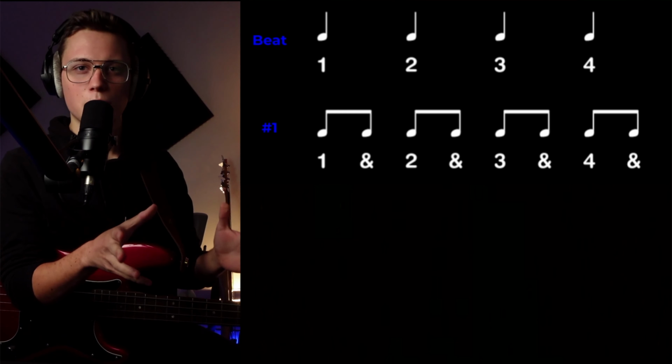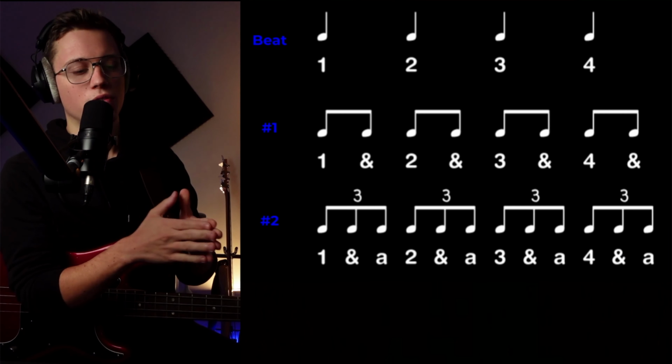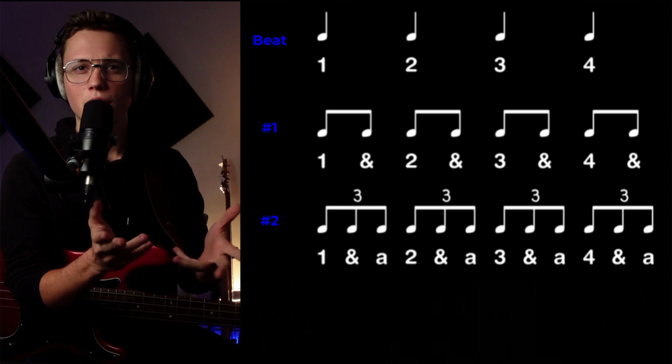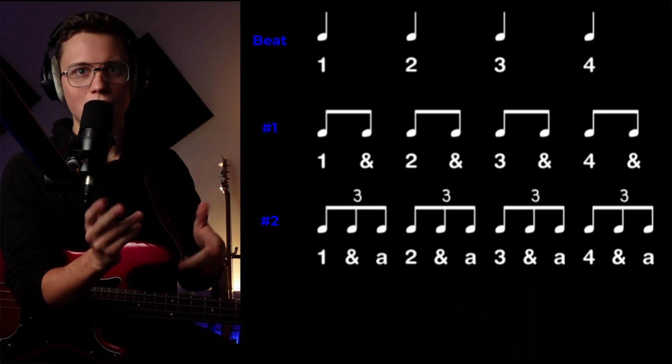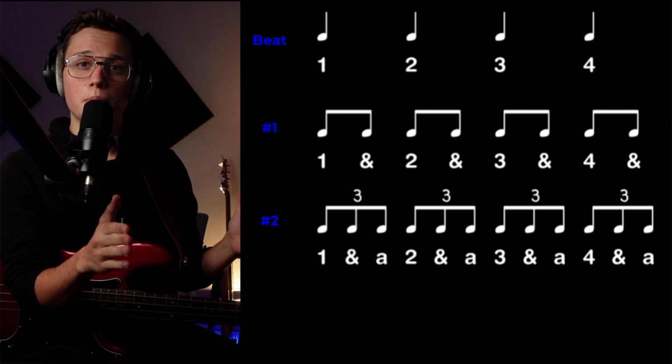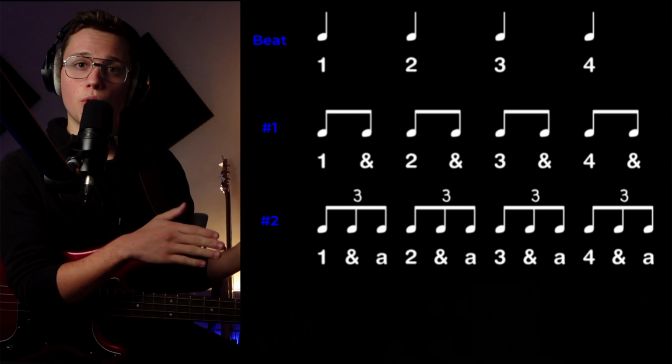4. And the second subdivision grid is the triplet grid, where we divide the beat up into 3. So we have 1 and a 2 and a. Some people also count this as triplet, triplet. And then we have the 16th note grid, which is the third subdivision grid, where you divide the beat into 4. So we have 1E and a, 2E and a, 3E and a, 4E and a.